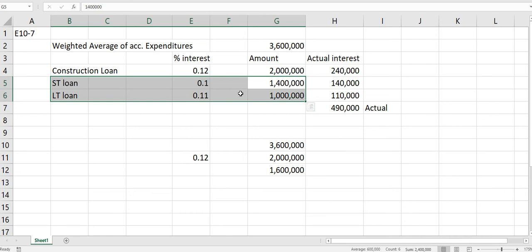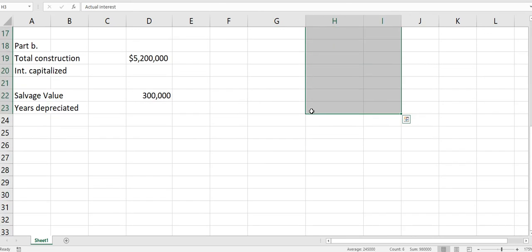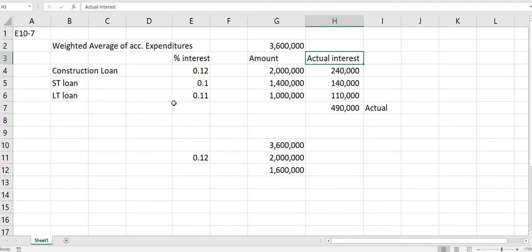So I know I use these two loans. But what rate should I use? Should I use the 10% rate because the short term came first, or should I use the 11% rate because the 11% came second? You know, what's the logic behind should I use the 10% or the 11%?